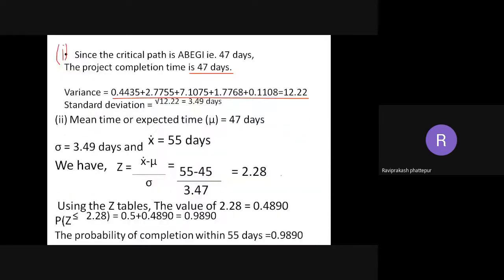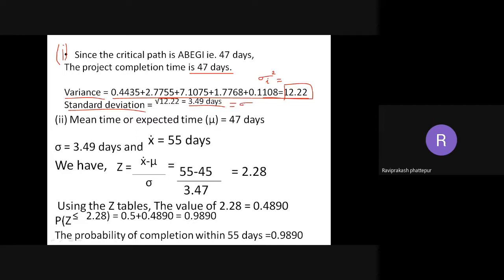So 0.4435, 2.7755, 7.1075, those values only I'm taking, and when you add, I'm getting 12.22 as the variance. So this is sigma I square. Sigma I square is the variance, and the standard deviation is the root of 12.22, that is 3.49 days. So root of 12.22 is 3.49 days, my standard deviation, sigma.